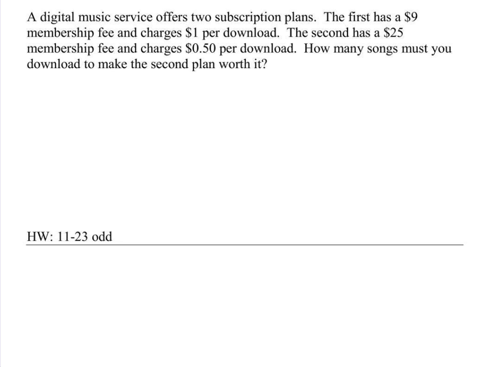But eventually, because of this $1 fee per download and this 50-cent fee per download for the second plan, eventually the second plan will take over, right? So we need to figure out when that happens. We've talked about this. What do we need to do? Define a variable. So, okay, D equals downloads, nice. And I'd go even further and say the number of downloads, not hashtag of downloads. Now what?